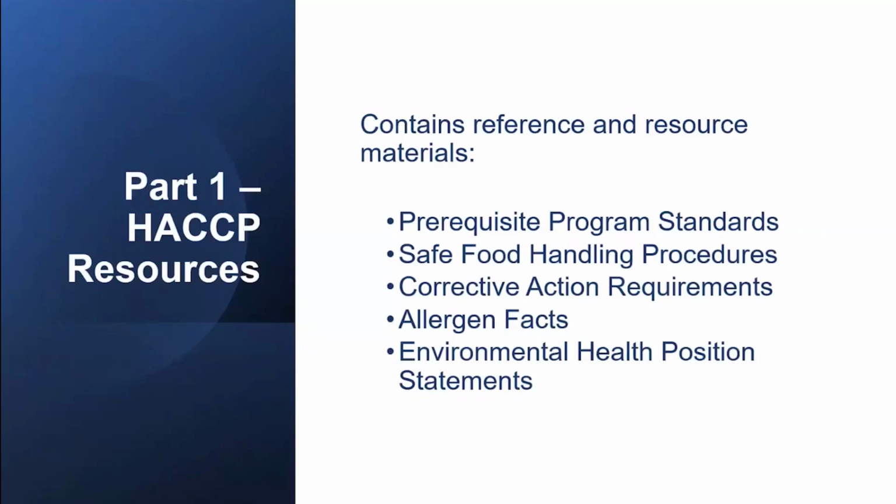Part 1, as I said, contains comprehensive information with helpful resources. This section does not have to be printed, although it must be easily accessible to employees in the kitchen. For example, if it's stored electronically on the computer in the manager's office, staff must know how to find and open the file so they can find the information needed. This part contains the following reference and resource materials about food safety: prerequisite program standards, safe food handling procedures, corrective action requirements, HACCP process information, allergen facts, and environmental health position statements. And we'll go through each one of these next.